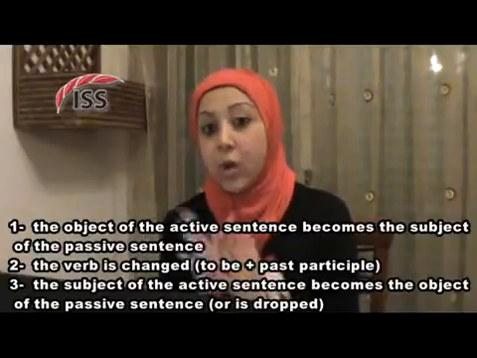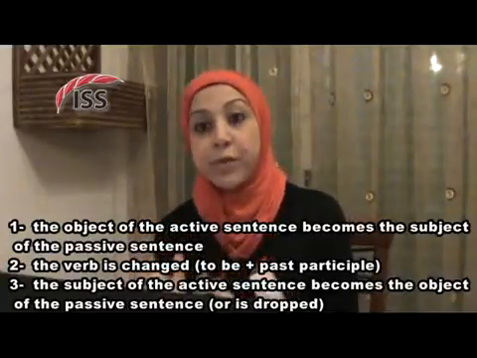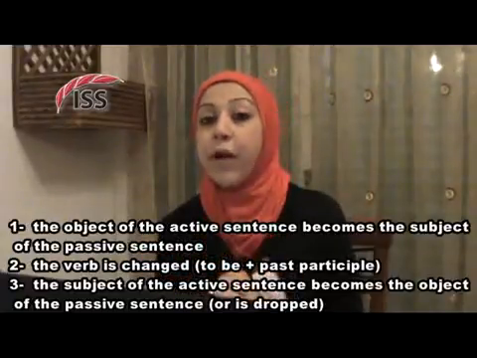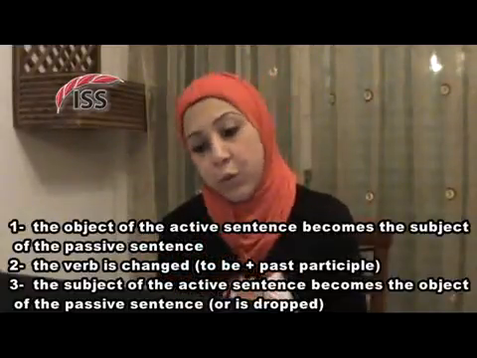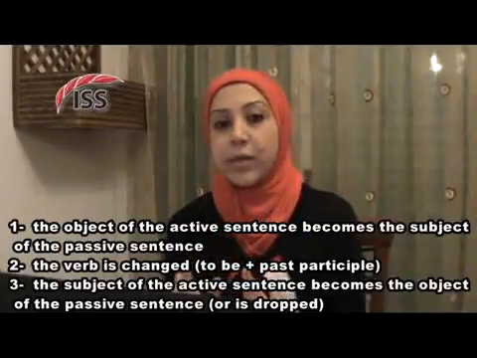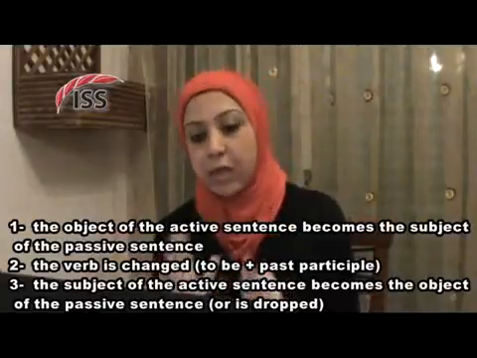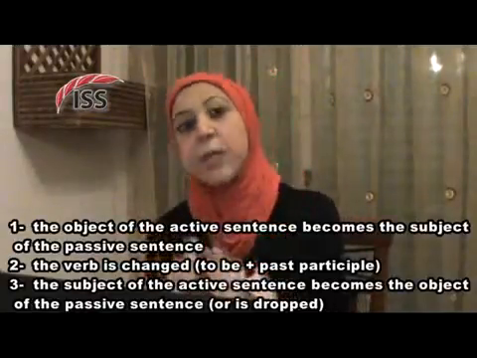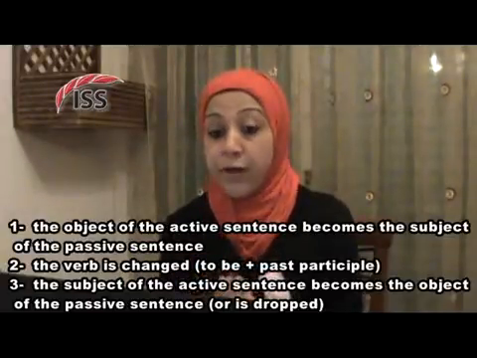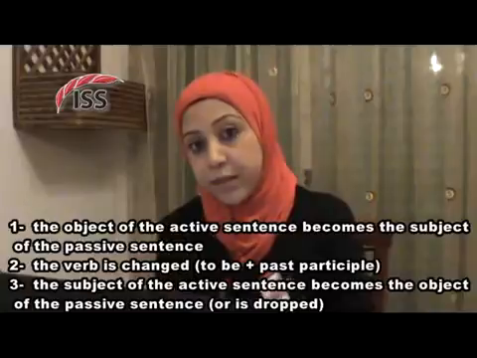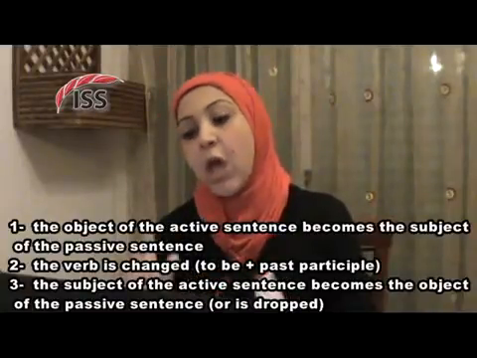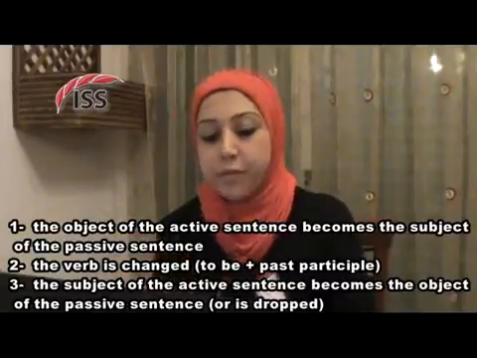يعني أول شيء يكون الأوبجكت اللي بالجملة المبني للمعلوم يصبح هو السبجكت أو الفاعل بالجملة المبني للمجهول، والفعل يتحول من مثلا I wrote a letter فيصير was written، يعني verb to be past participle أو التصريف الثالث للفعل. والنقطة الثالثة إنه يكون الفاعل في جملة المبني للمعلوم هو المفعول به في جملة المبني المجهول أو قد يحذف.